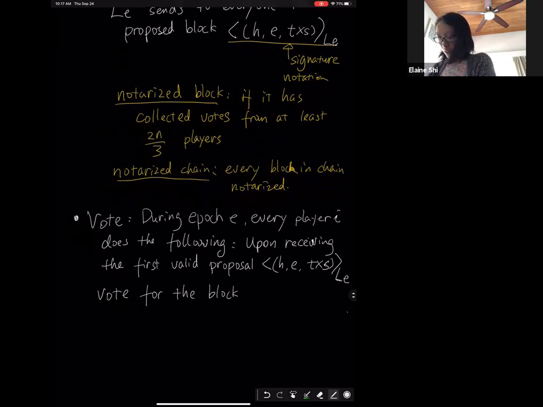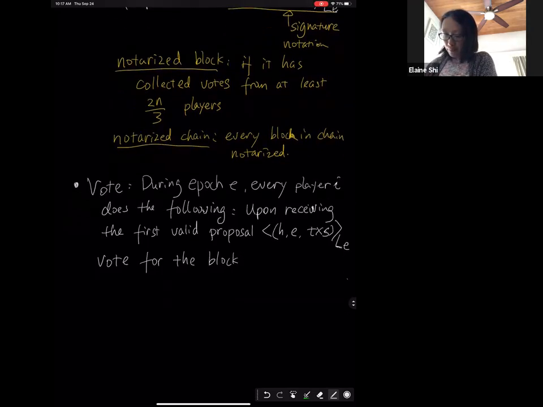And what is this thing that I check? I want to make sure that the block is extending from one of the longest notarized chains I've seen. Like it's not extending from something really short, right? Because for instance, if the proposed block is extending from a really short chain, then maybe the proposer or the leader is malicious and it's trying to throw away a lot of the work we have done in the past. So in that case, I won't be happy with the block, right? Okay, I will vote for the block if and only if it extends from one of the longest notarized chains I've seen.